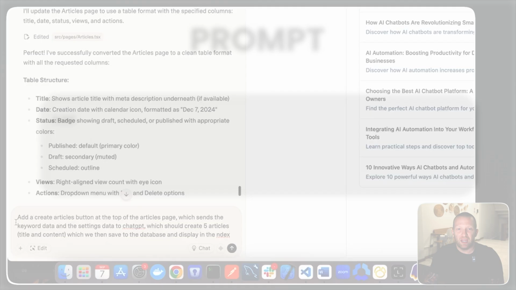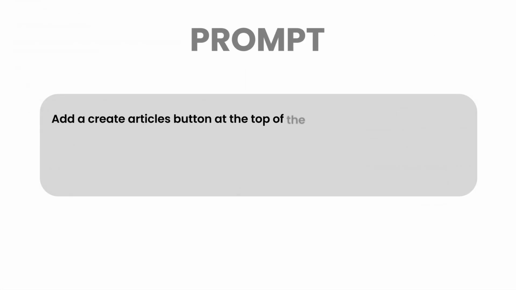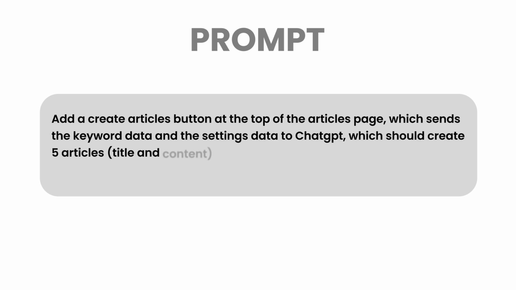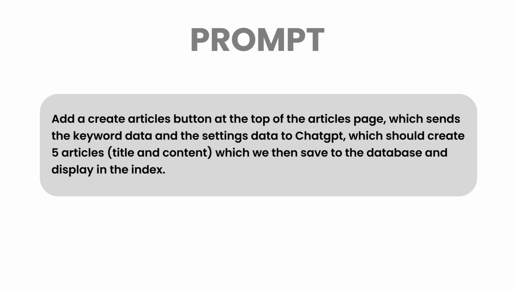The same for articles. So the next step is to introduce AI to make this quite valuable. We're going to send off the settings, which tells us about the website, and the keywords they've selected to AI, ChatGPT, so that it creates the articles automatically for the customer. So I've given it a command here. Add a create articles button to the top of the articles page, which sends the keyword data and settings data to ChatGPT, which should create 5 articles, title and content, which we then save to the database and display in the index.